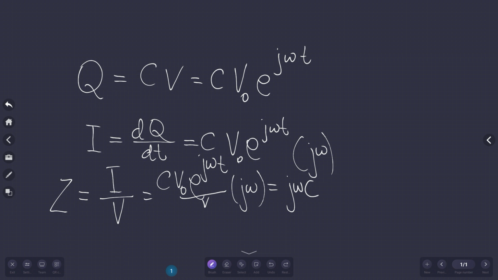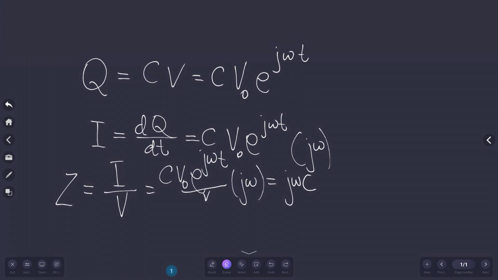Something called impedance must be V over I. So this definition is wrong. Oops. Yeah. So this is V over I.